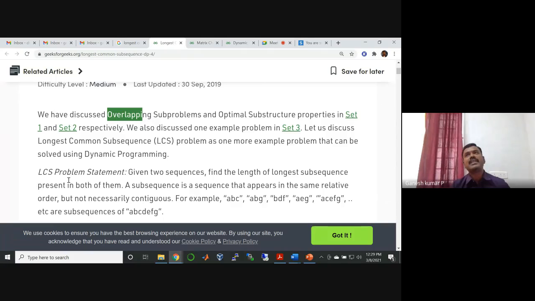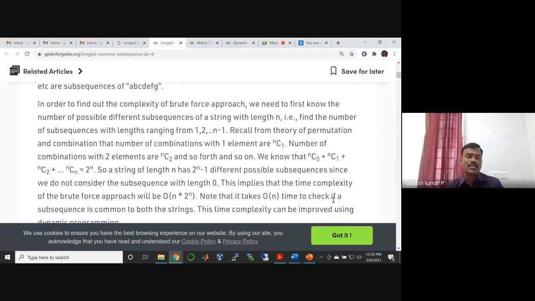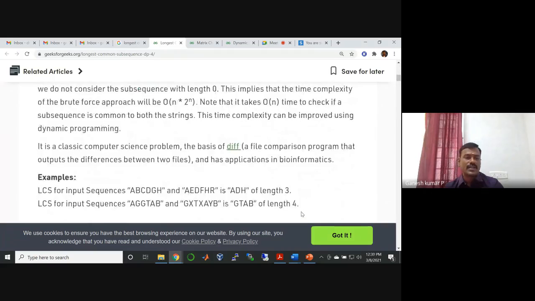In bioinformatics, they will be giving sequences, such as ABC, ABG, ACF, like that. In that, you need to find the longest subsequence, a sequence that seems to be the longest. For example, this is one input sequence, and this is another input sequence. If you compare these two sequences, you have to find the commonality between them, and that should be the longest one.